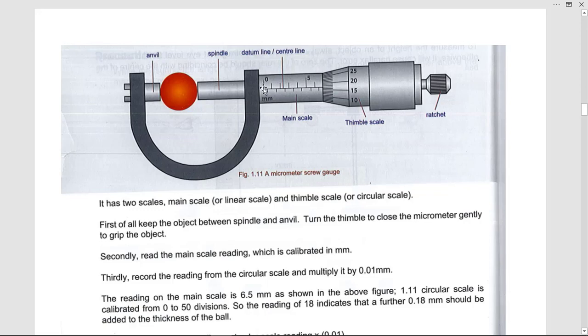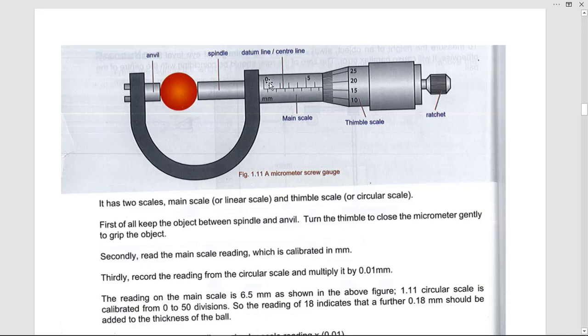After that, now if you see, it's starting with 0, and then you see 5. It means 1, 2, 3, 4, 5. It means these upper lines are showing 1 millimeter: 0, 1 millimeter, 2 millimeter, 3 millimeter, 4 millimeter, and here is the 5 millimeters. And the downward lines are showing 0.5 millimeter. For example, 0.5, 1, 1.5, 2, 2.5, 3, 3.5, 4, 4.5, 5.